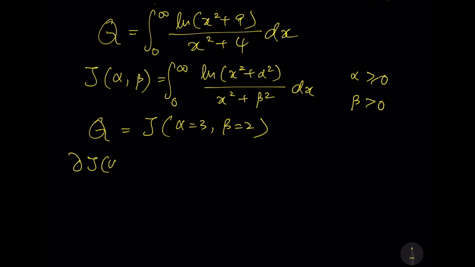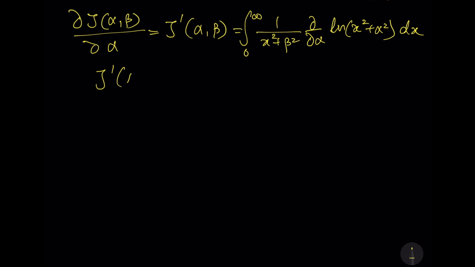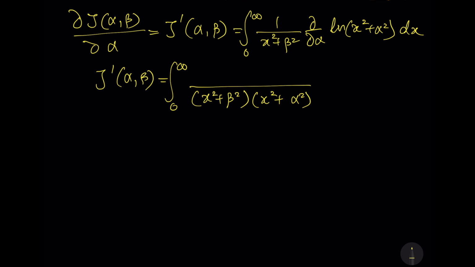Let's differentiate function J with respect to alpha, which I call J prime of alpha, beta, which equals the integral from 0 to infinity of 1 over (x squared plus beta squared) times the derivative of natural log of (x squared plus alpha squared) with respect to alpha, and then dx. From here we obtain J prime of alpha, beta equals the integral from 0 to infinity, where the denominator is (x squared plus beta squared) multiplied by (x squared plus alpha squared), while the numerator is 2 alpha, of course dx. Here we perform partial fractions on the integrand.